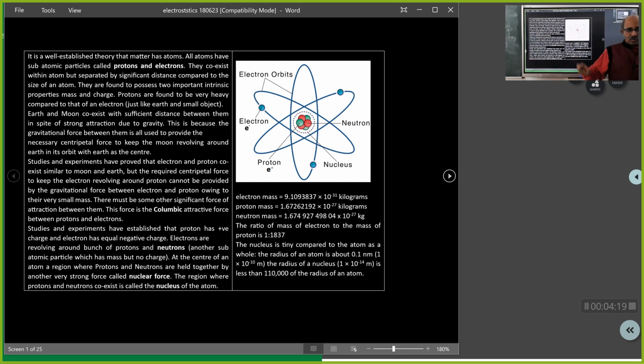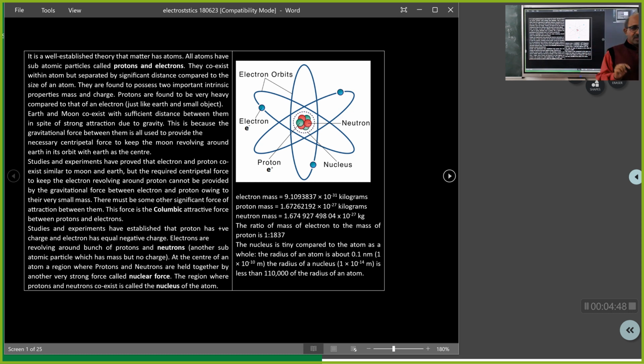Just like how the Moon is revolving around Earth. Why is the Moon revolving around Earth? Because of gravitational force, right? Now understand that the gravitational force is attracting the Moon, but the Moon is not falling into Earth. Why? Because the Moon is revolving around Earth, and for any body to revolve, it needs centripetal force, and that centripetal force is given by the gravitational force.